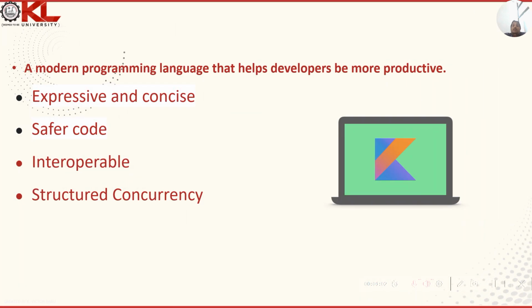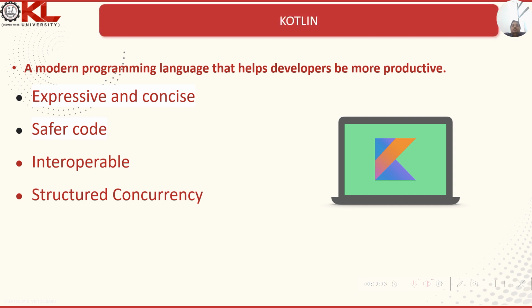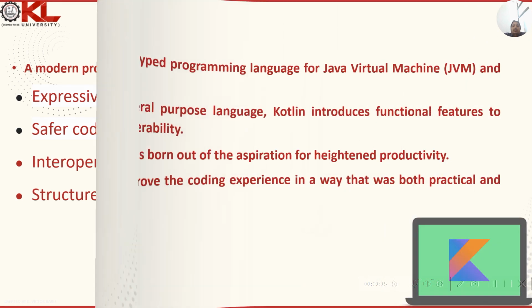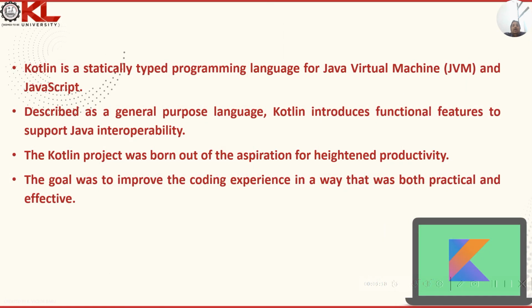But here we need to know the benefits of the programming language. It is a modern programming language, expressive and concise, with safer code, interoperability, and structured concurrency. What these things mean, we will learn through the syntaxes, and then only we can cover these topics. Kotlin is a statically typed programming language. It runs on the Java Virtual Machine.